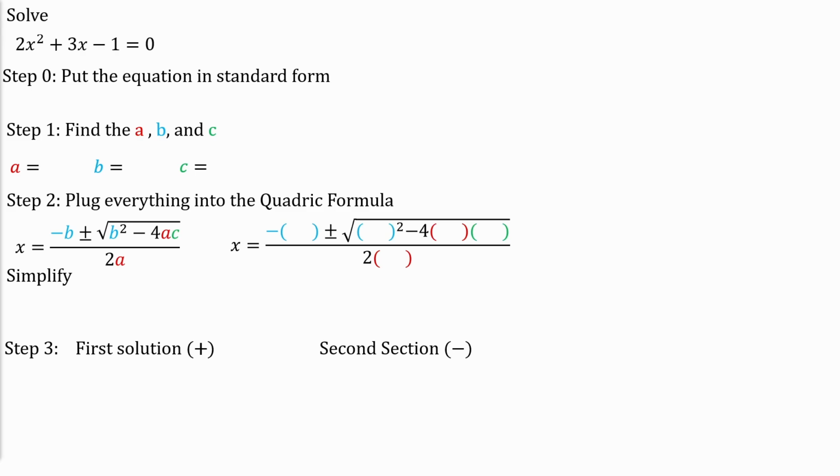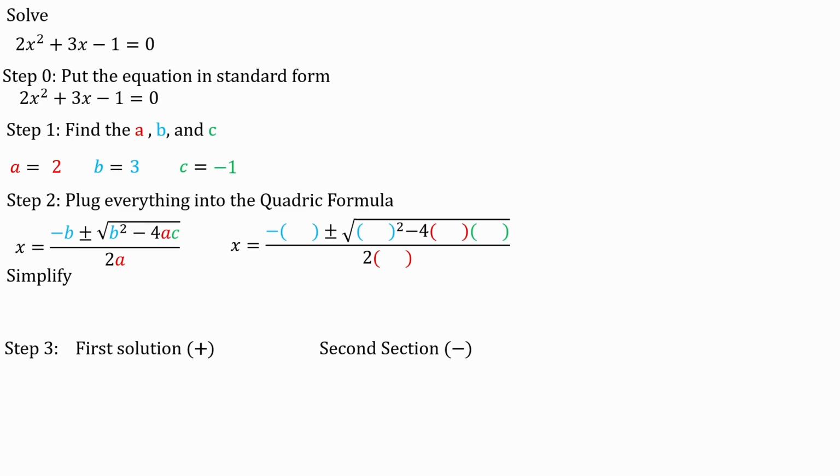So step 0, put the equation in standard form. Well, in this case, it's already in standard form and equaling 0. So it's just 2x squared plus 3x minus 1 equals 0. The a is the value in front of the x squared, which is 2. The b is the value in front of the x, which is 3. And the c is the constant, which is just negative 1.